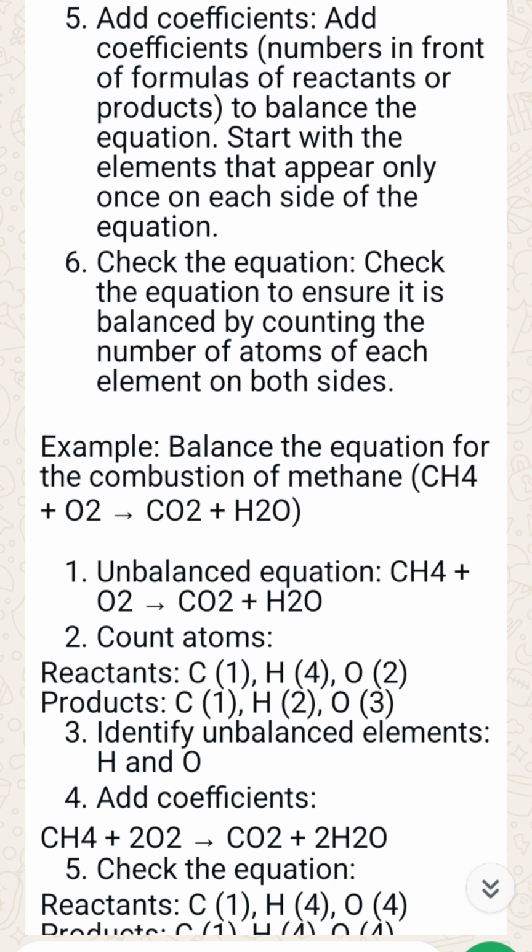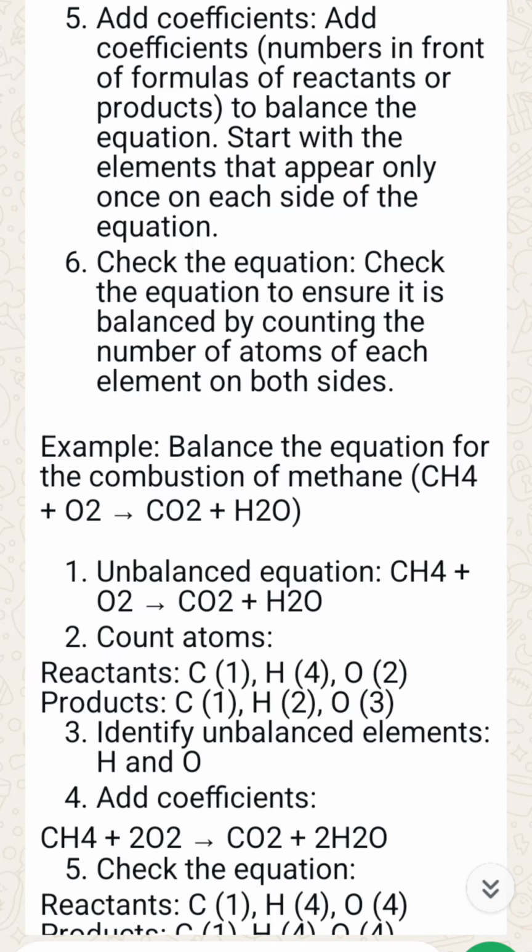5. Add coefficients. Add coefficients, numbers in front of formulas of reactants or products, to balance the equation. Start with the elements that appear only once on each side of the equation. 6. Check the equation. Check the equation to ensure it is balanced by counting the number of atoms of each element on both sides. Example.